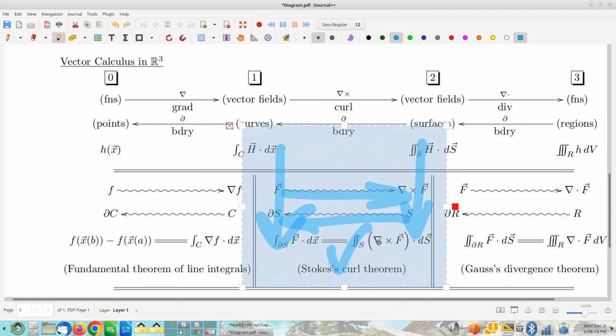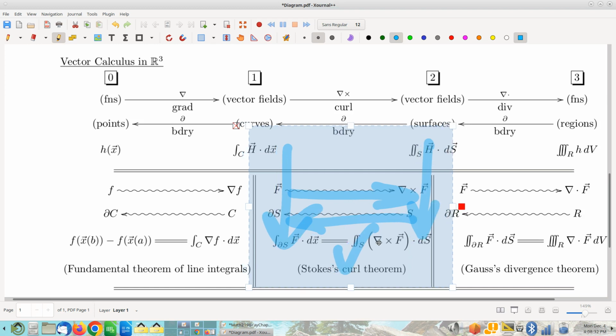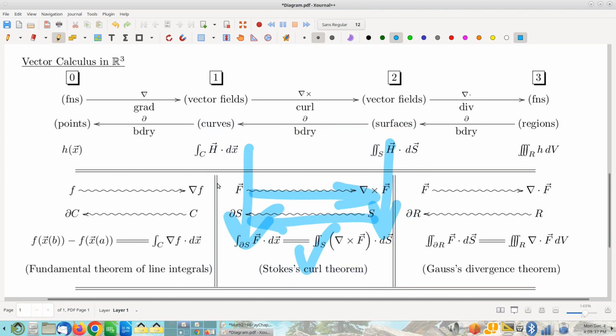So diagrammatically, these two theorems are, morally, structurally the same. And ditto Stokes' theorem. If you have a vector field, you look at the curl. If you have a surface and you look at the boundary curve, line integral on the left, flux integral on the right, same thing on both sides. So you don't have three theorems to memorize. You have one pattern to memorize. This diagram is tremendously powerful.